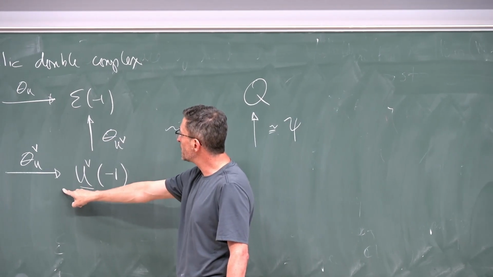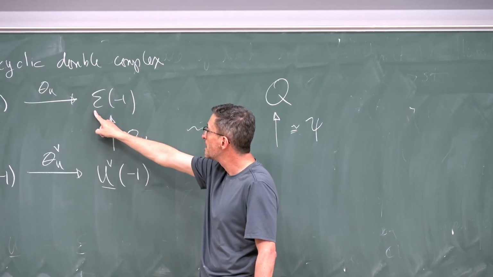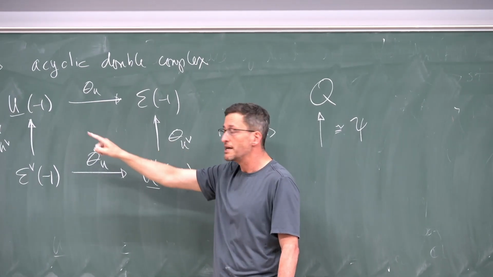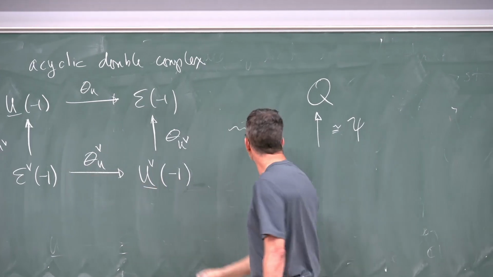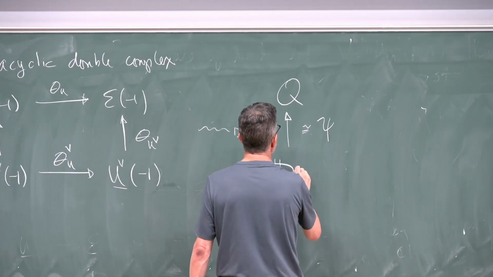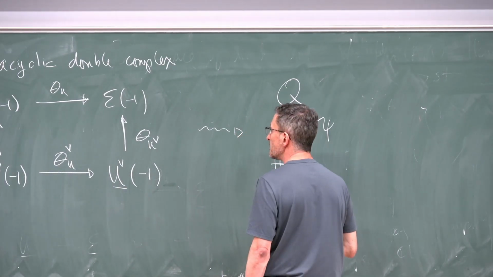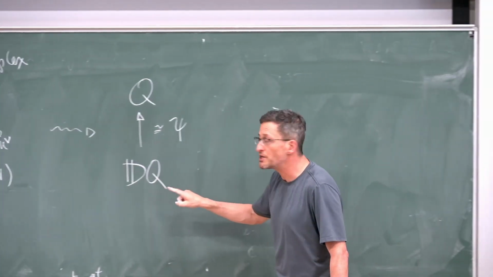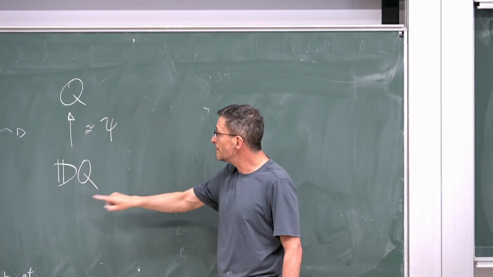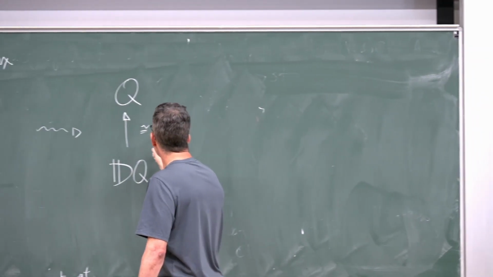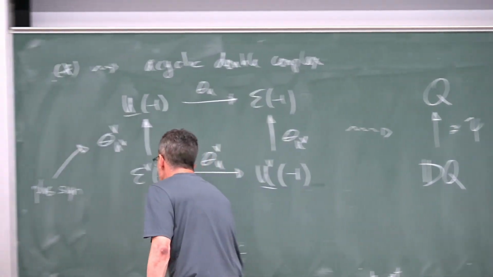Well, this complex is obtained from this complex by dualizing the complex, tensoring by -2, and shifting. So that's the Verdier dual complex, right? So this is an isomorphism between Q and its Verdier dual, okay?